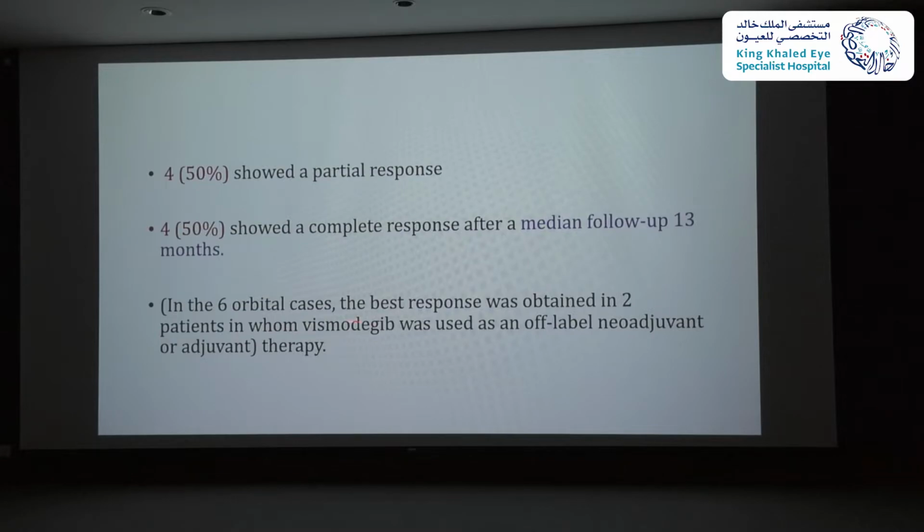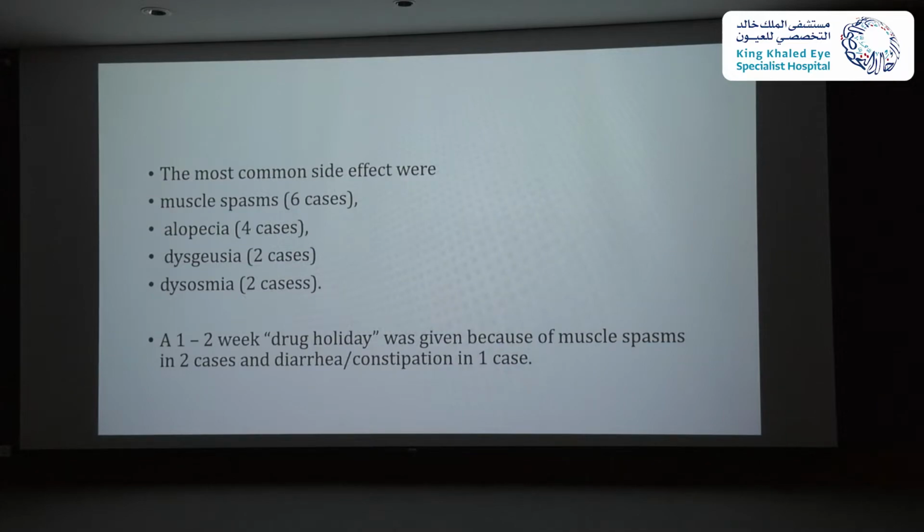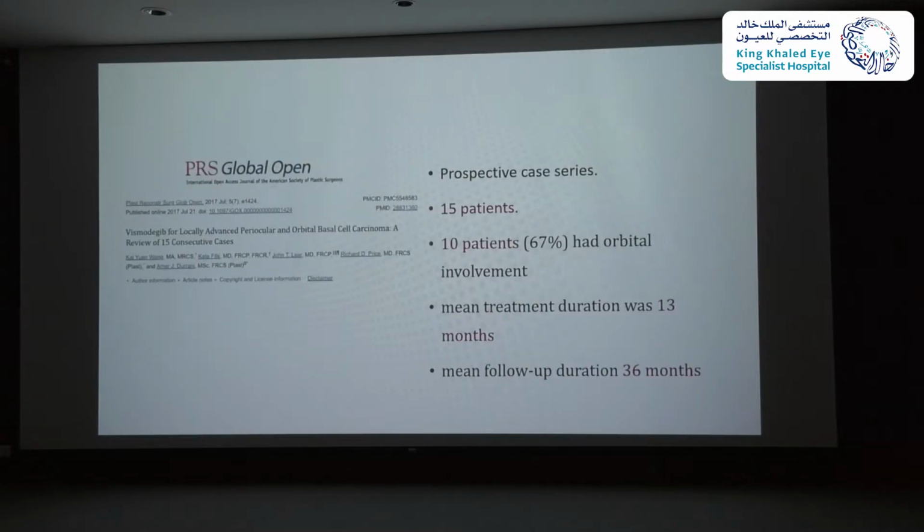They noted here that the best response was obtained in the 2 patients in whom vismodegib was used as an off-label neoadjuvant or adjuvant treatment. Again, the side effects were correlated with the previous phase 2 trials. They mentioned that they had to give some patients a 1 to 2 week drug holiday so they could tolerate the medication better.